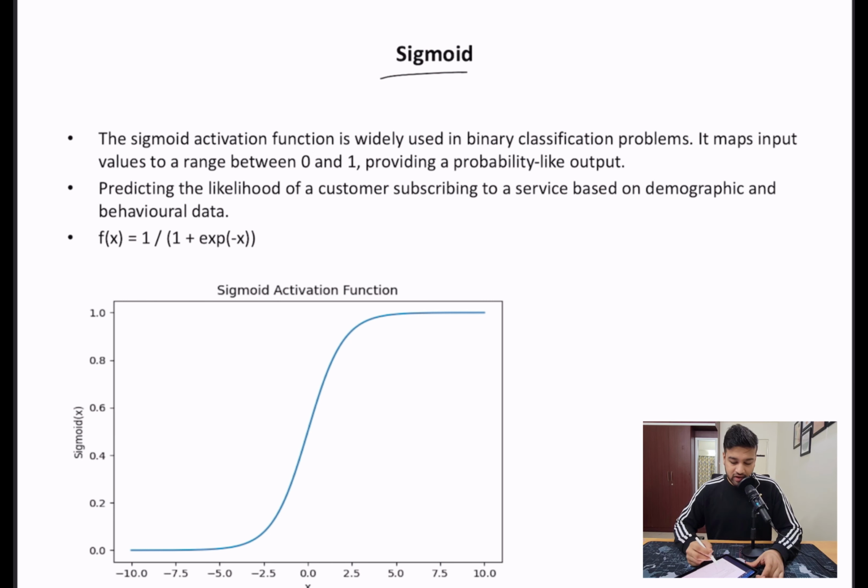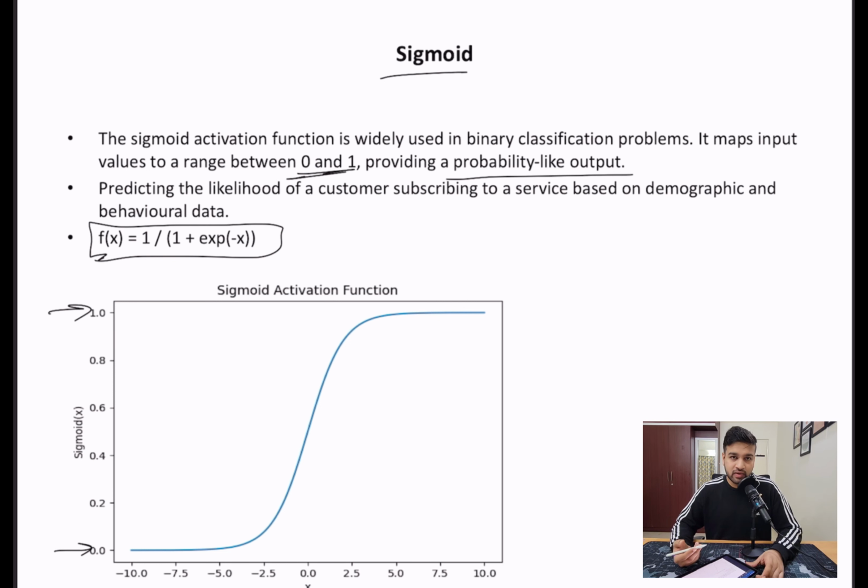Next function that we'll talk about is the sigmoid activation function. The sigmoid activation function is widely used in binary classification problems. It maps input values to a range between 0 and 1. This is very important, thereby providing a probability-like output, right? This is the mathematical definition of the function, which is 1 upon 1 plus e to the power minus x. As the definition said, the sigmoid function maps the value between 0 and 1.